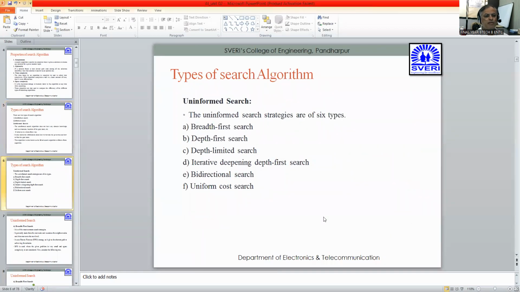We have also seen the uninformed search. There are 6 types of categories, strategies. These 6 strategies are breadth first, depth first, depth limited search, iterative deepening depth first search, bidirectional search, and uniform cost search. These are the 6 types of strategies mostly used in uninformed search.